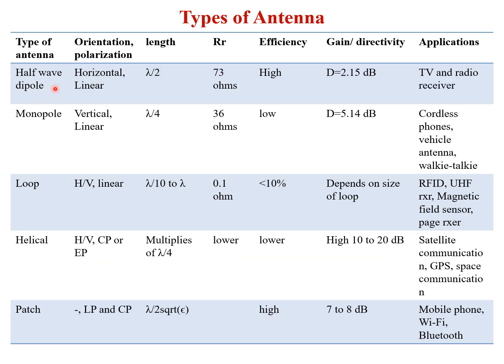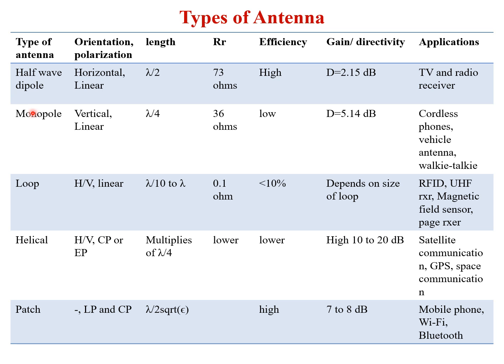So the comparison covers the types of antenna, orientation or polarization, length, radiation resistance, efficiency, gain or directivity, and applications. For the dipole antenna, the orientation is horizontal or linear. The length of the dipole antenna is lambda by 2. Radiation resistance is 73 ohm. It has high efficiency, and the gain or directivity is 2.15 decibel, and it is used in TV and radio receivers.